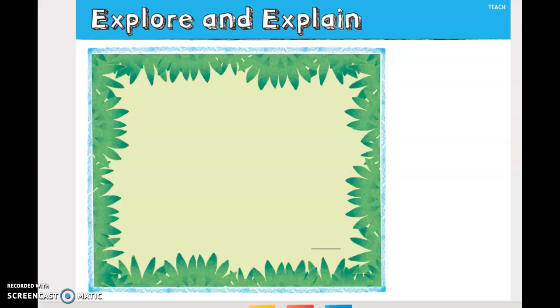Okay, so we need to model that there were 7 apes. So let's go ahead and we'll use my yellow cubes to show 7. 1, 2, 3, 4, 5, 6, 7. Okay, so those are the ones eating bananas.